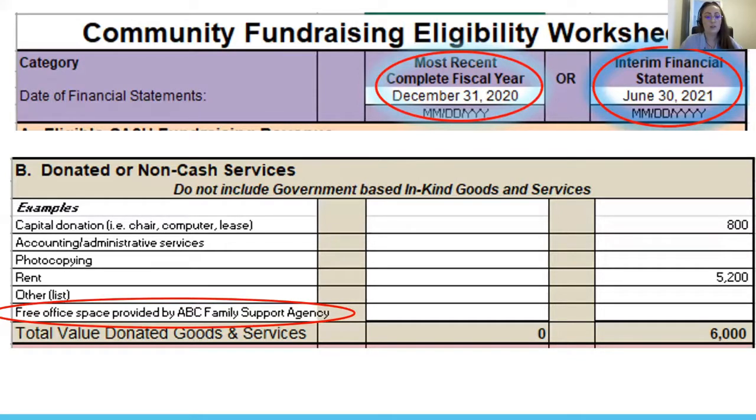For example, you could write ABC Family Support Agency has been providing free office and meeting space for 2 hours of weekly programming, valued at $100 per week for a total of $5,200. Or ACME Computer Services donated 2 computers in November of 2020, valued at $800. Please keep records of how you estimated or determined the value in case your application is selected for audit.